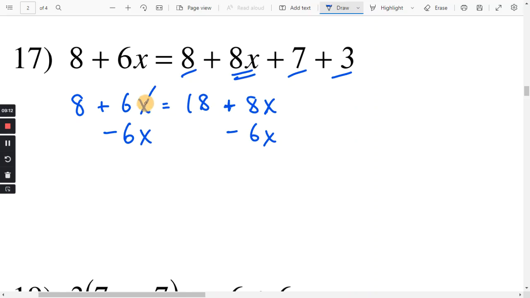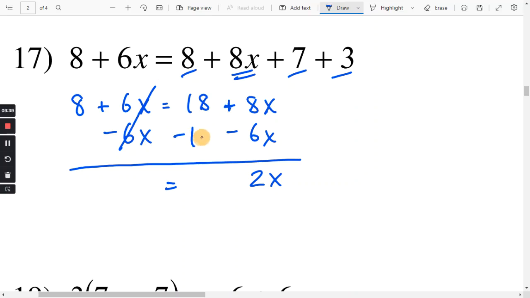6x minus 6x cancels. And 8x minus 6x is 2x. And you want to bring down the equal sign. Now, since the x's canceled over here and we have the x's on the right of the equal sign, I want to get rid of this 18 and bring it over to the left. So the opposite of positive 18 is negative 18. Okay, you want to do that to both sides.